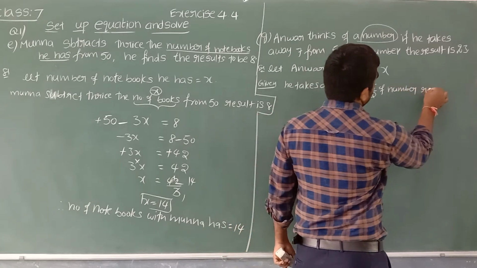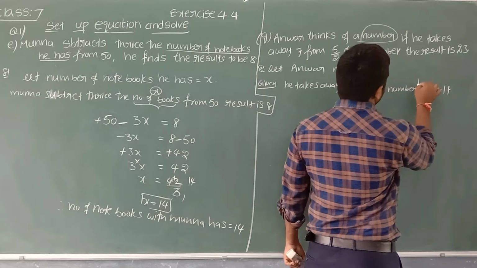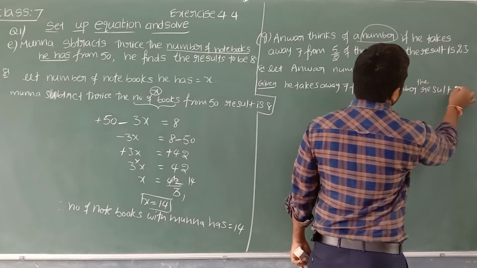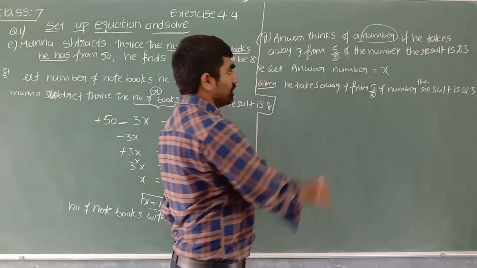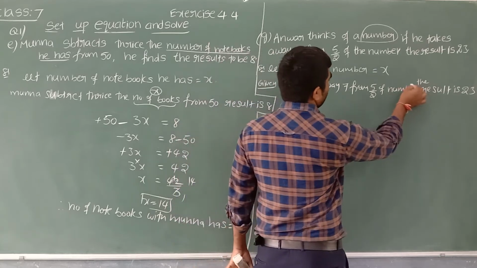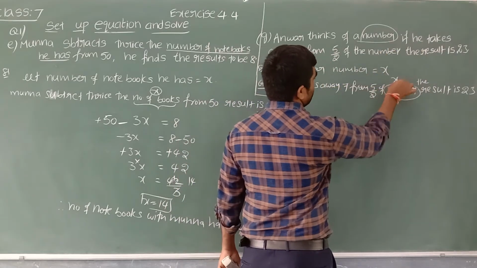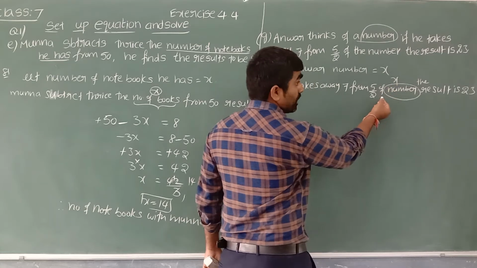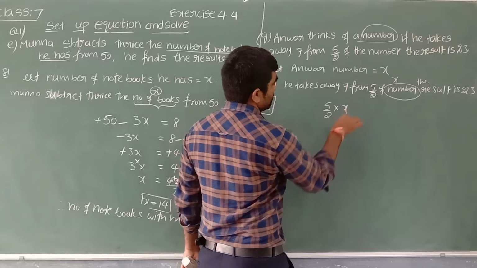So by doing this, the result is... what is the result we found? 23. Now this statement we will try to express mathematically. What is the number we took? The number is an unknown value. We took that number as x. 5 by 2 half x. Half is nothing but multiplication, 5 by 2 multiplication x.